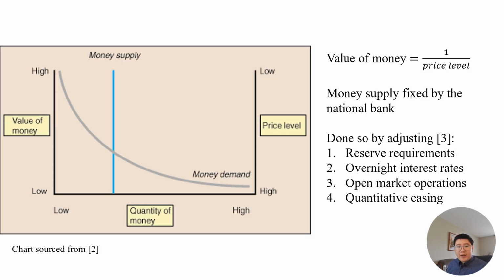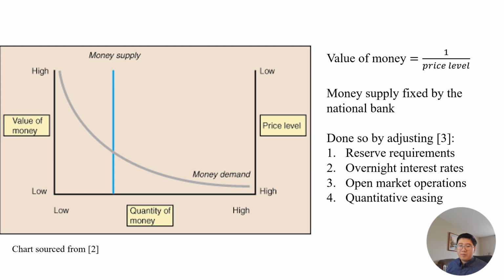So the vertical line over here on this graph is the money supply, and this is the demand curve. It's vertical because the amount of money is fixed by the central bank. And this is done through changing the reserve requirements and the overnight interest rates, and these two basically mean that the central bank influences the amount of money other banks are willing to loan out.